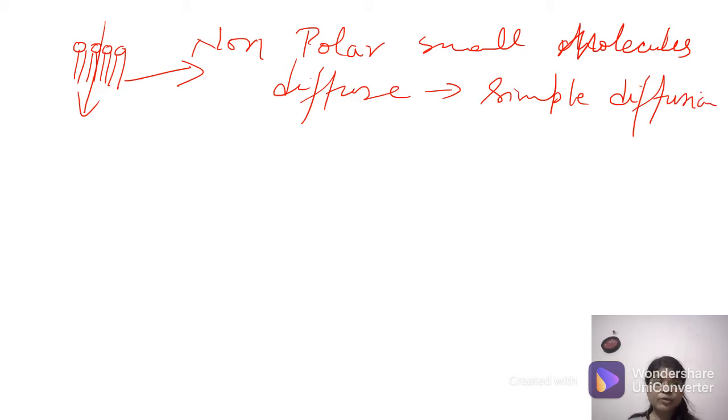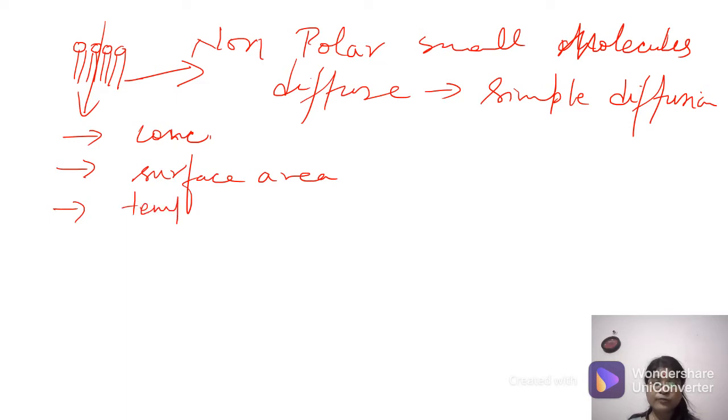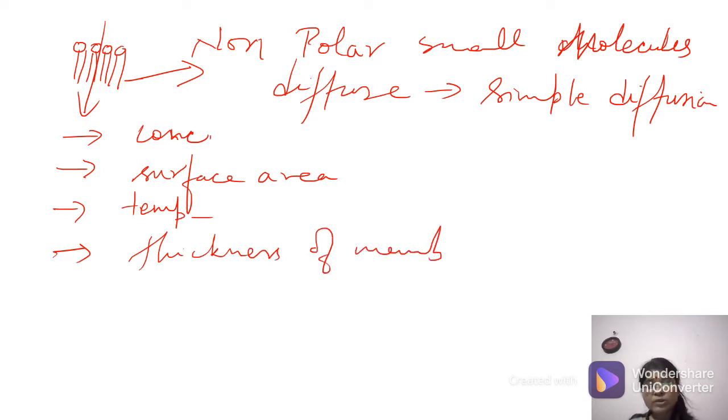And you know that diffusion is affected by the concentration. The more the concentration, the more the diffusion will be; the more the surface area of the membrane, the more the diffusion will be. If we increase the temperature, diffusion will become faster. So all these things affect your diffusion, including the thickness of the membrane.